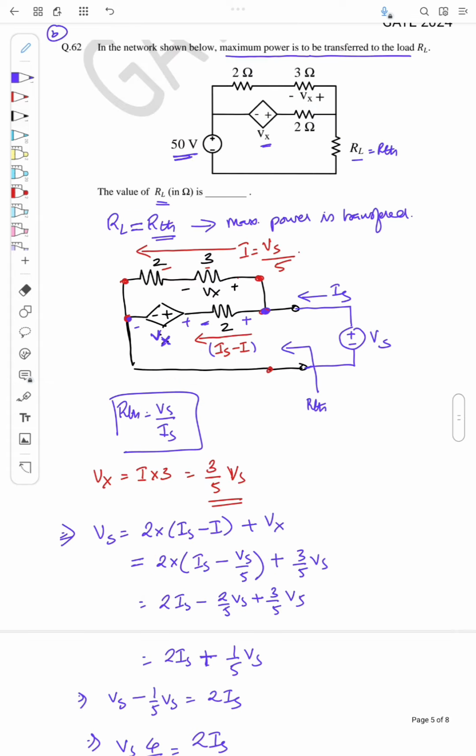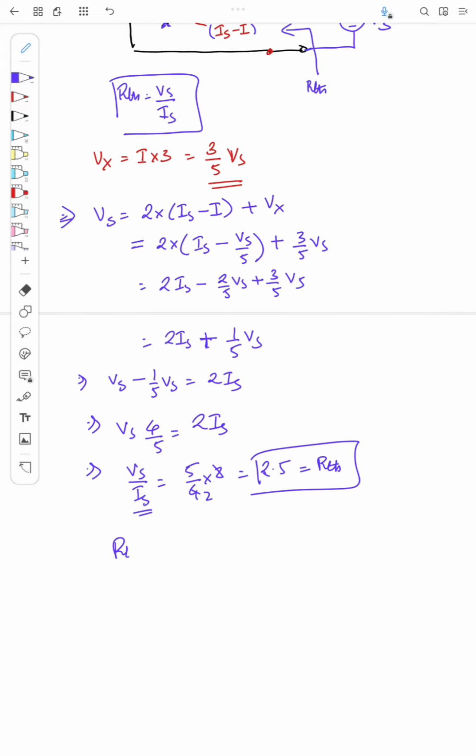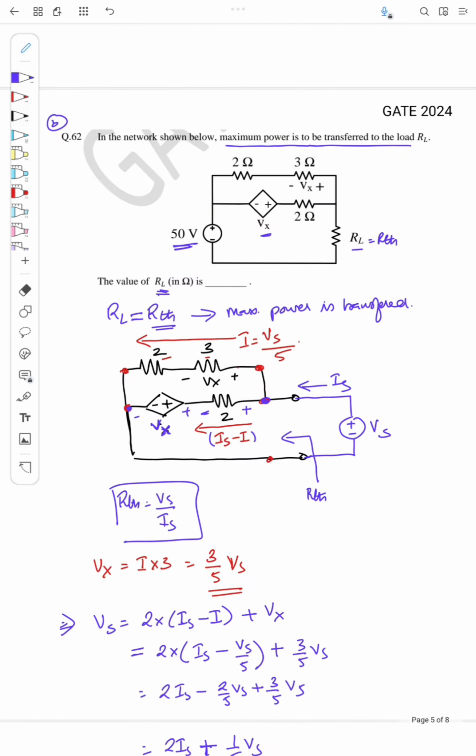So what is the question? What should be the value of RL? RL should be equal to RTH, that is equal to 2.5 ohm, so that maximum power is transferred, right? So the answer is 2.5 ohm.